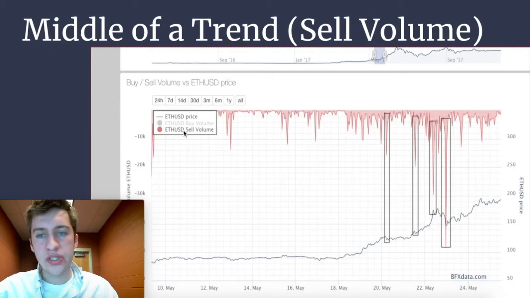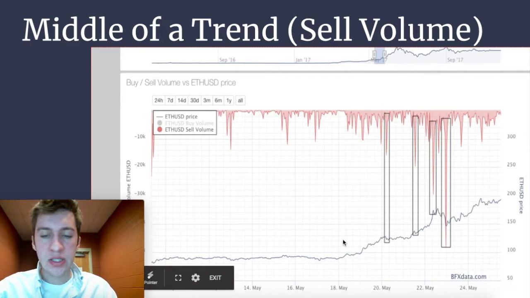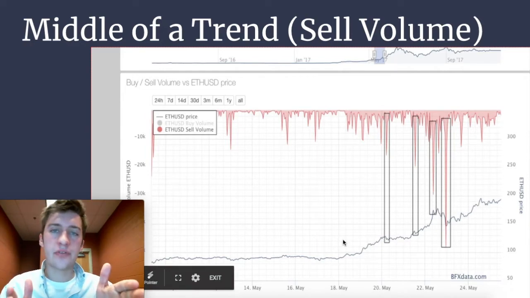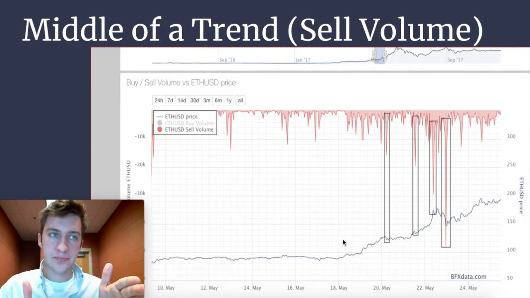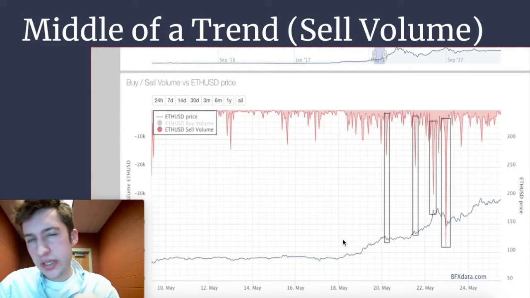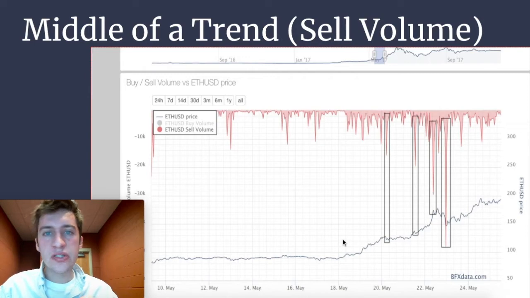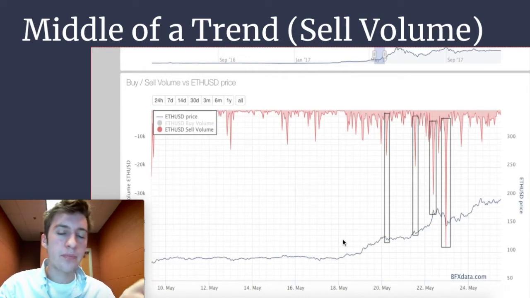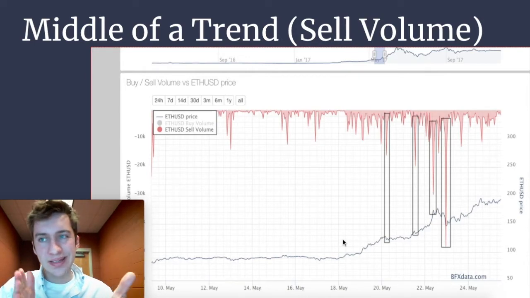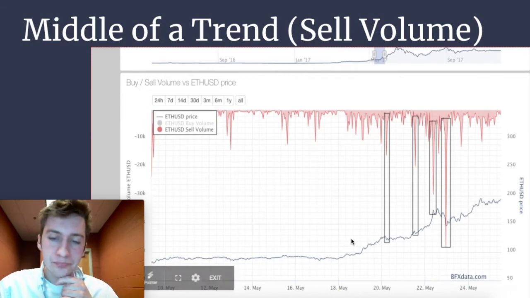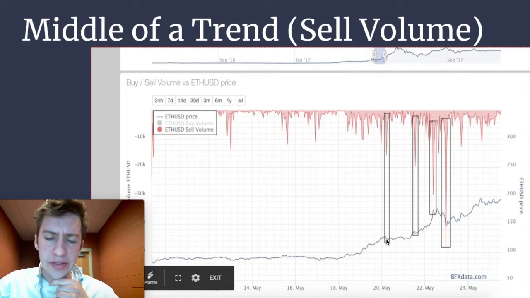What you want to see with sell volume during an uptrend is you need to see high sell volume at market bottoms. You do not want to see high sell volume at a market top. And if you do see high sell volume at a market top, you need to see higher buy volume at that market top than sell volume. Now let's get into exactly what I'm talking about here. We can see the price goes up and then goes down very, very slightly to a minor market bottom.